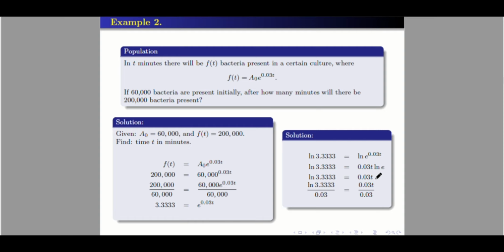And then since we need t, we can divide both sides by 0.03. So cancel, cancel, and then you put this on your calculator. So the result is 40.132 minutes. For about 40 minutes, the bacteria will grow from 60,000 to 200,000. So the answer is 40 minutes.